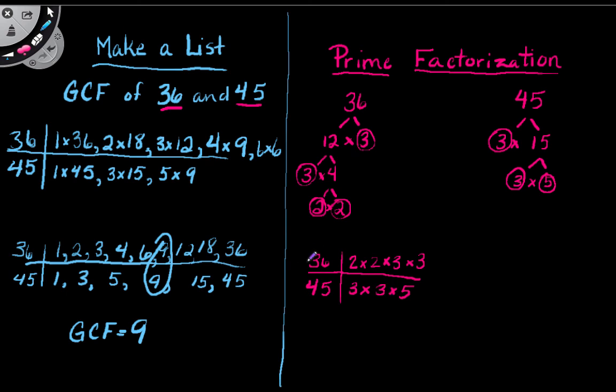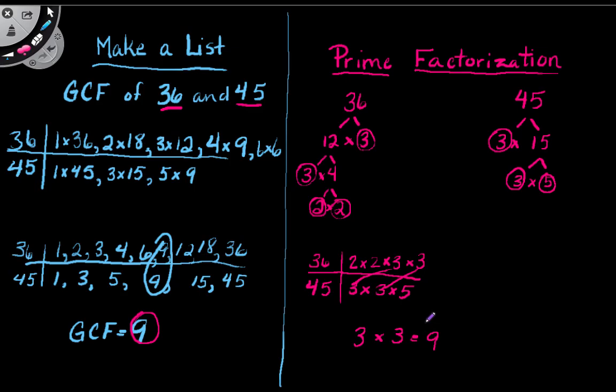Now we're going to look at the numbers that they share. They don't share the 2's, but they share this set of 3's and they share this set of 3's. So since they share a 3 and another 3, the problem for the GCF would be 3 times 3, which would be 9. So the GCF, or greatest common factor, from finding the prime factorization is 3 times 3, which is 9. So you notice no matter which way we do it, we still get the same answer. Making a list got us the greatest common factor of 9, and finding the prime factorization got us the greatest common factor of 9.